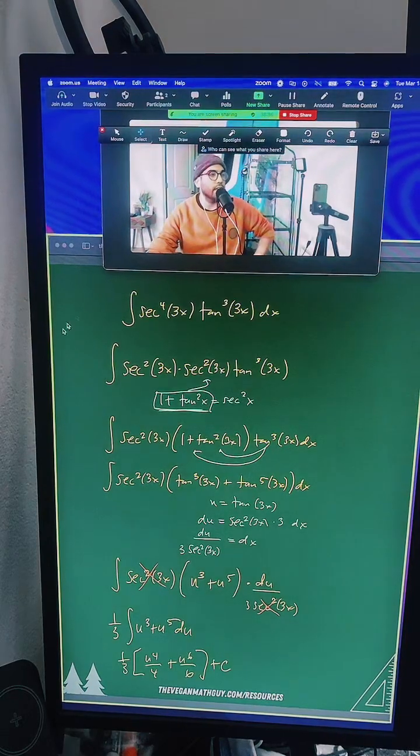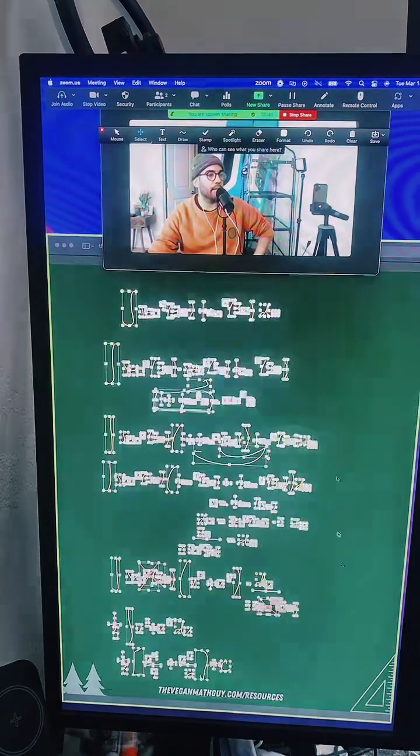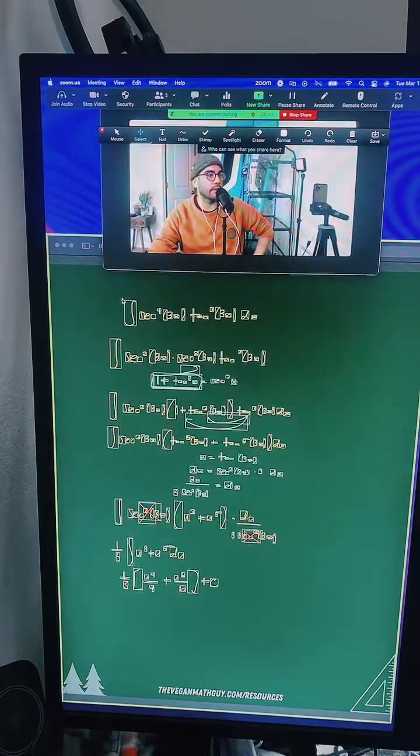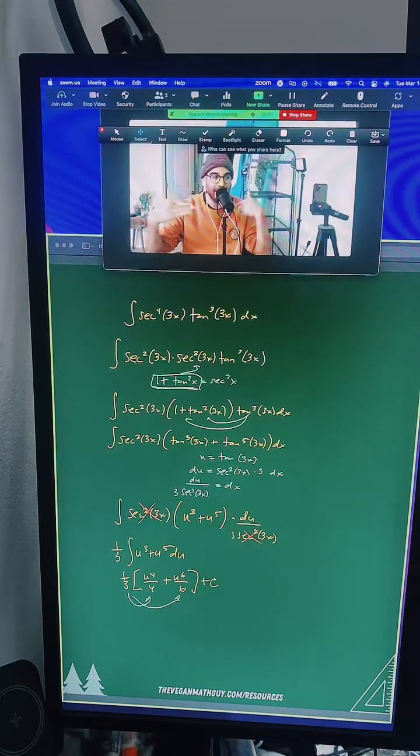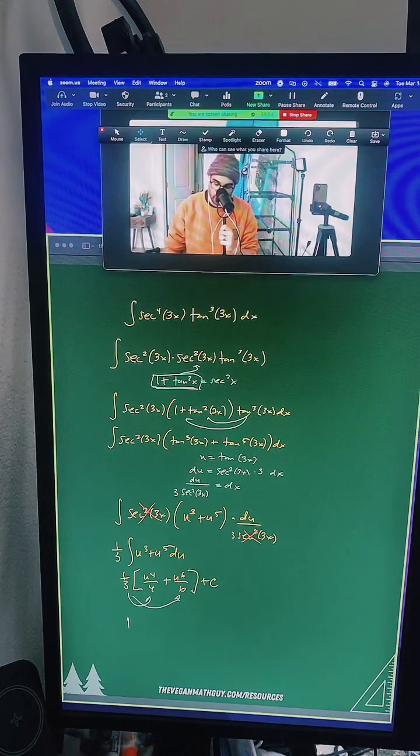So I'm going to do two things in one step. I'm going to first make this a little smaller. I'm going to go ahead and distribute the 1/3 to both terms, and at the same time, I'm going to plug in my value of tangent back in for my u. So that's 1/12 tan to the 4th of 3x plus 1/18 tan to the 6th of 3x plus c.